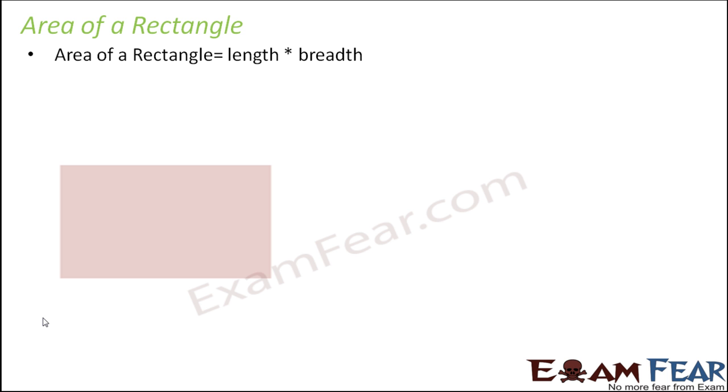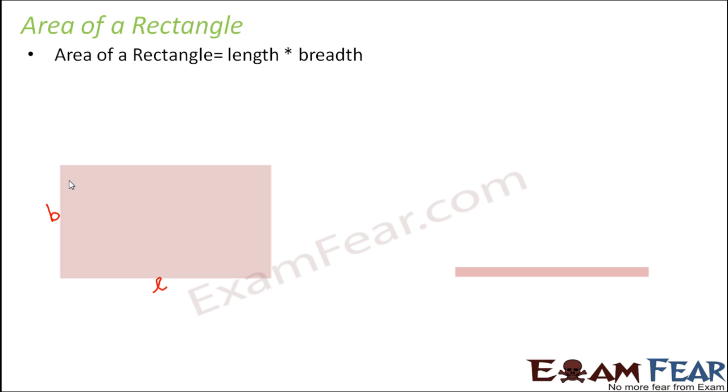Now what about the area of a rectangle? The concept here remains the same as it was in a square. In case of a square it was side into side, because both the adjacent sides were equal in length. Now in this case that is not the case. If this side is L, then this side is B. So the area would be length into breadth, as I had mentioned before.